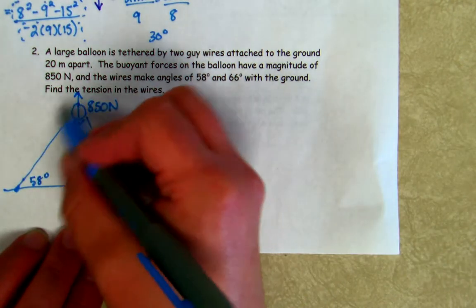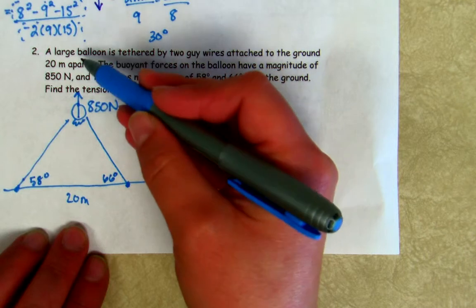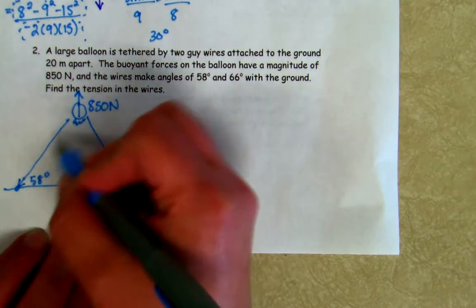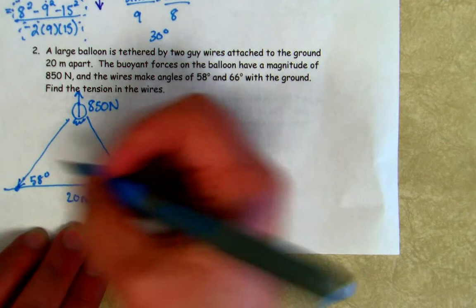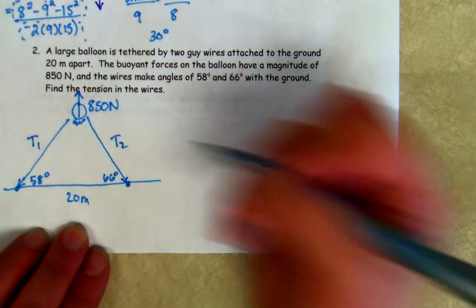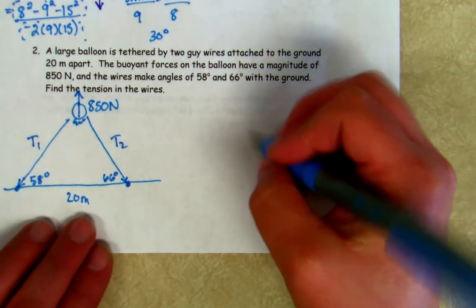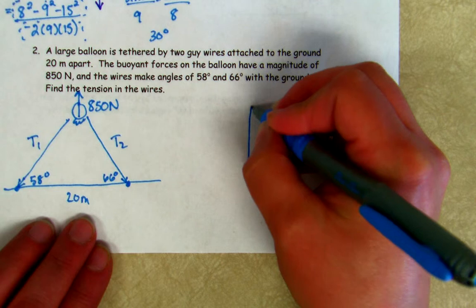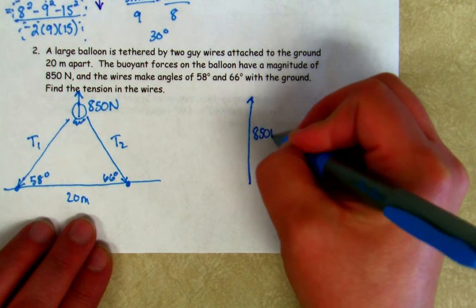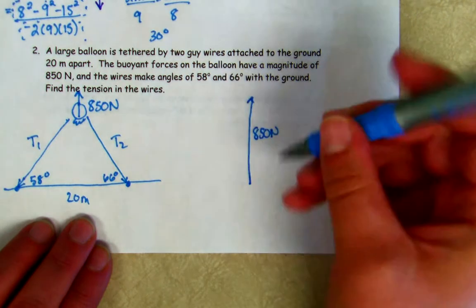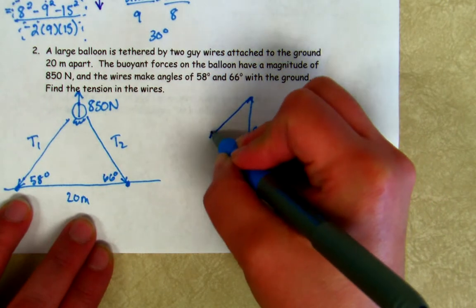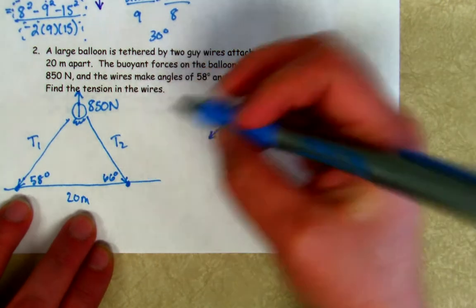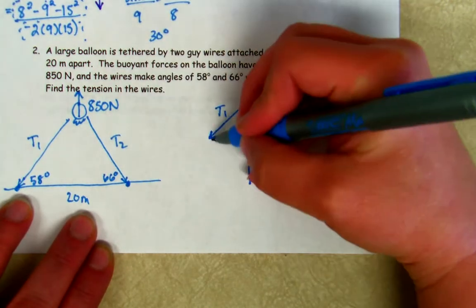So again, this is my situation diagram. There's the balloon, it wants to go up. But these wires are pulling it down and have tension in them. I'm going to consolidate them. It doesn't matter which one I call T1, T2, but I'm going to make my diagram. So there's my 850 newton, because the buoyant force is going to want to pull it straight up. My T1 goes down this way, so I'm going to go like that. That's my T1. And then my T2 is going down this way.